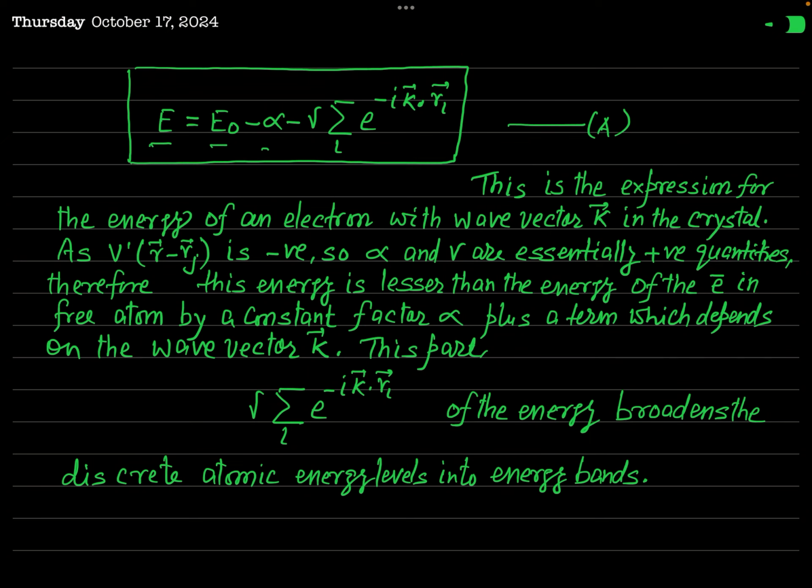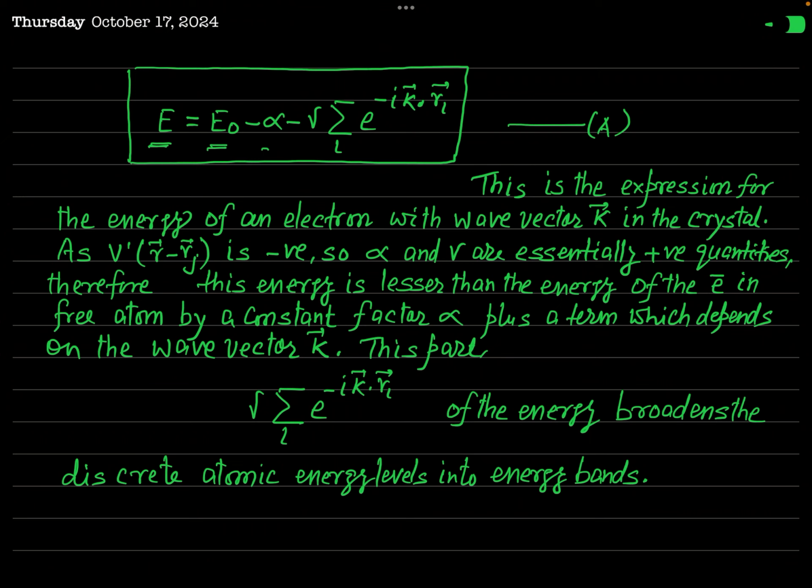In this equation, E is the energy of the electron in an atom inside a crystal, and E naught is the energy of the same electron of an atom which is not inside the crystal, but in isolated condition. So E naught represents the energy of the electron of an isolated atom, and E is the energy of the same electron of the atom inside the crystal.